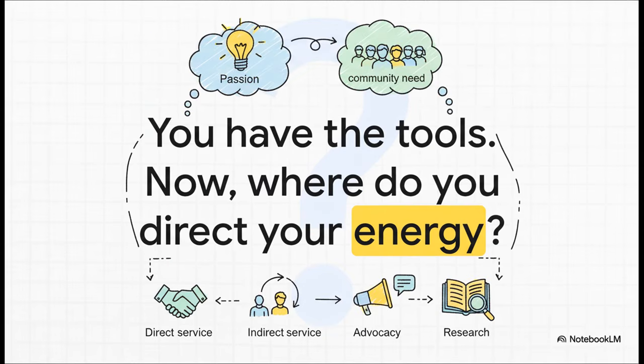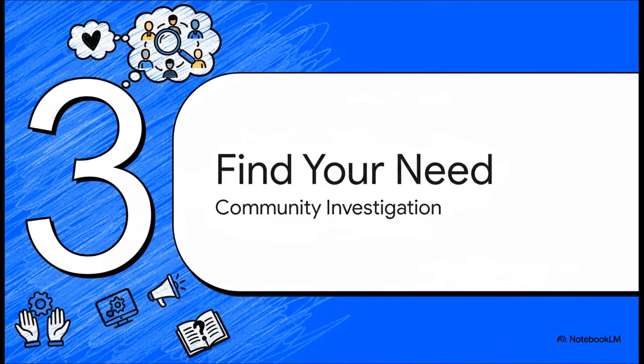Okay, so you've seen the 4 paths: direct, indirect, advocacy, and research. You've got your toolkit. So the next logical question is, where do you start? What problem are you going to pour all that energy into? This next phase is all about discovery. I want you to think of yourself as a detective, on the hunt for clues that are going to lead you to the perfect project.